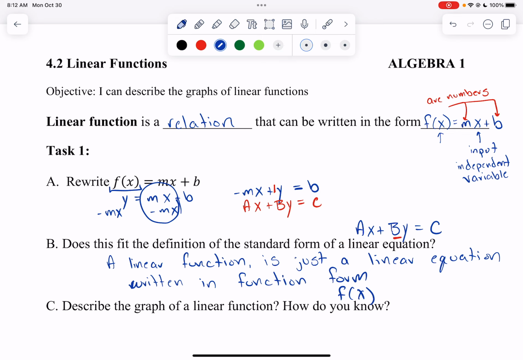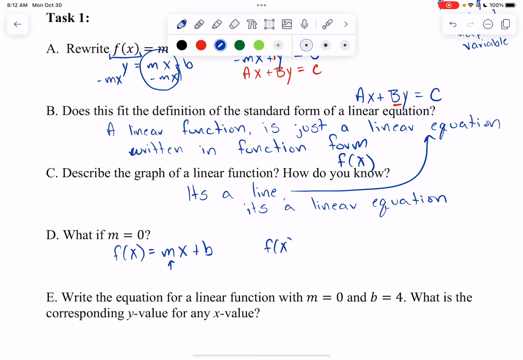But what if your m is 0? Let's look at my function. f of x equals mx plus b. What if m is 0? So we'd have f of x equals 0 times x plus b. Well, what's 0 times x? 0. What's 0 plus b? Just b. So I'm going to have an equation, just f of x equals b. In other words, I don't have an m.